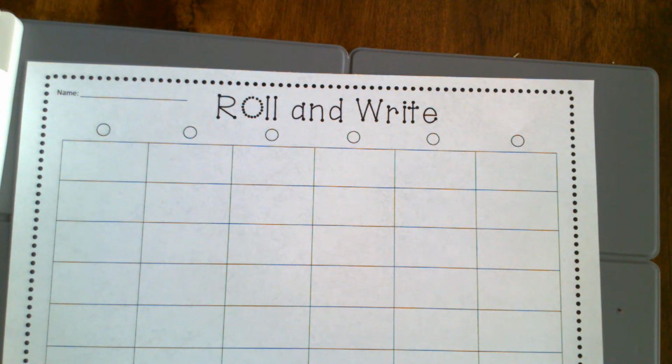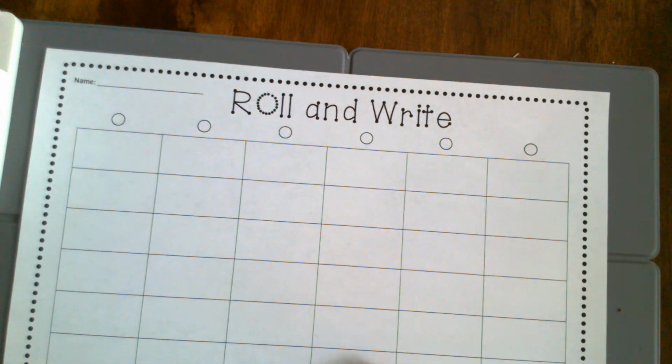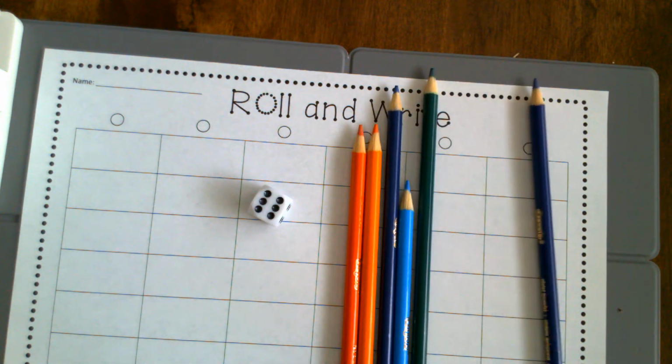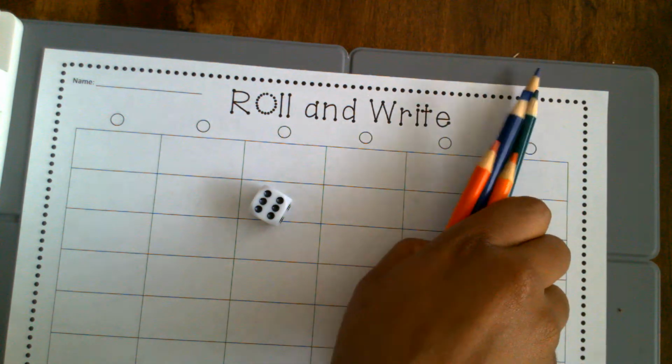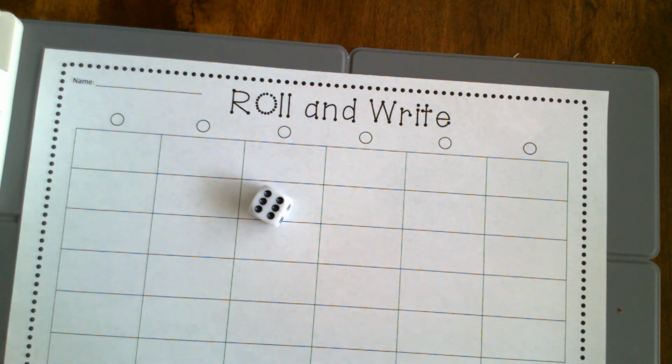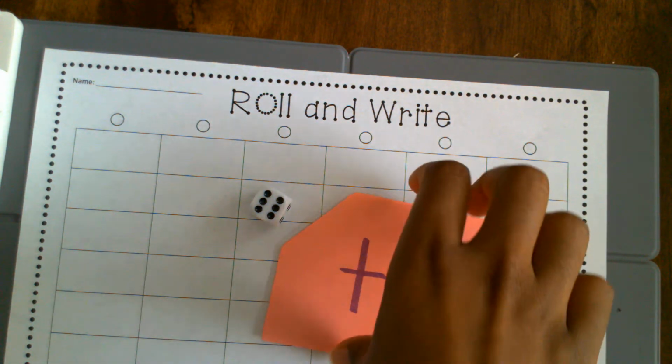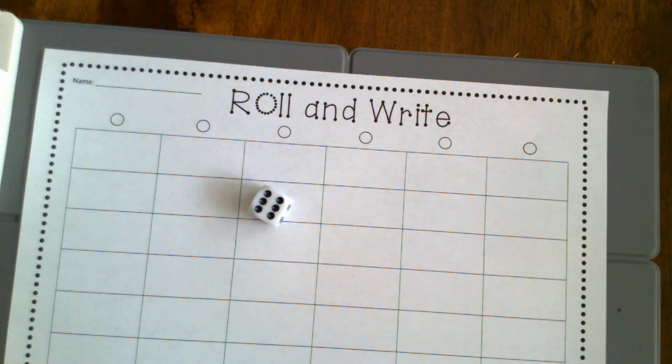Materials needed for this activity for the teacher are a roll and write chart, like I have here, a dice, colored pencils or markers, your irregular word deck, and a document camera. The students will need colored pencils and paper or something to write on.